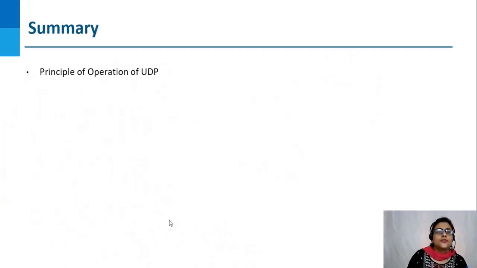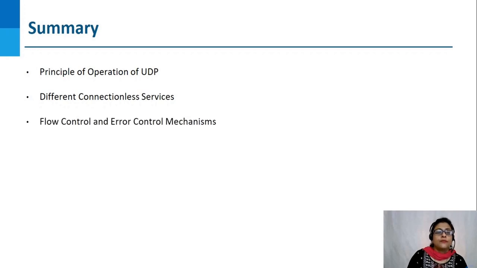To summarize, in this video, we have learnt about the principle of operation of UDP, different connectionless services that are provided by UDP. We have understood the flow control and error control mechanisms of UDP. We have understood that the error control mechanism is checksum and UDP does not have any flow control mechanism. Thank you.